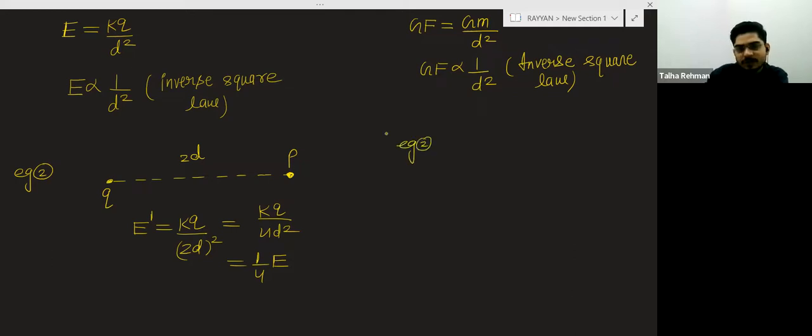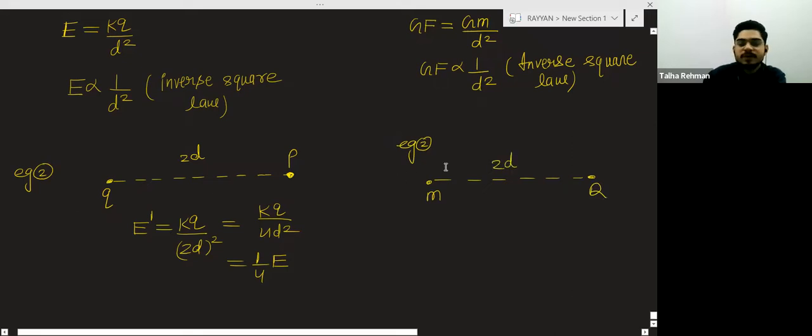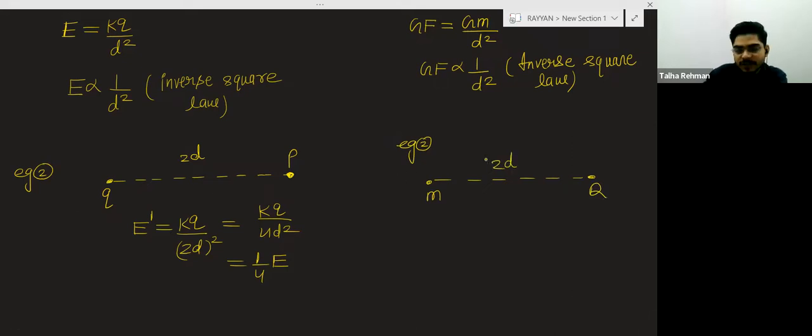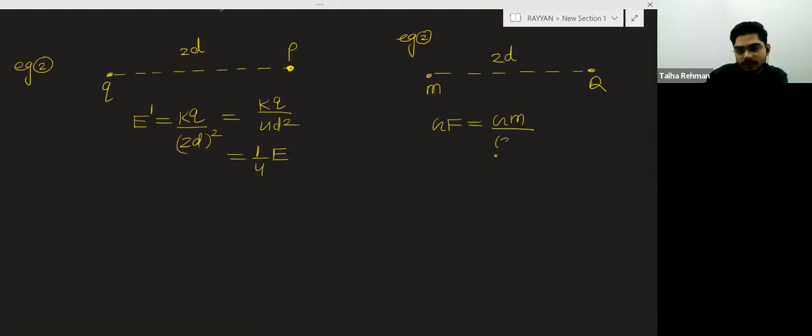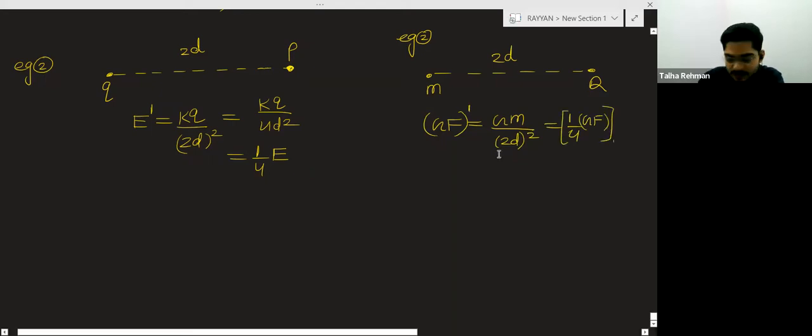Same is the case for the gravitational field. You have a mass m here, and you have now the point q at a distance of 2d. And what will be the gravitational field? GM divided by distance square. So it will also become 1/4 time of the initial gravitational field. Okay. So this is the way.